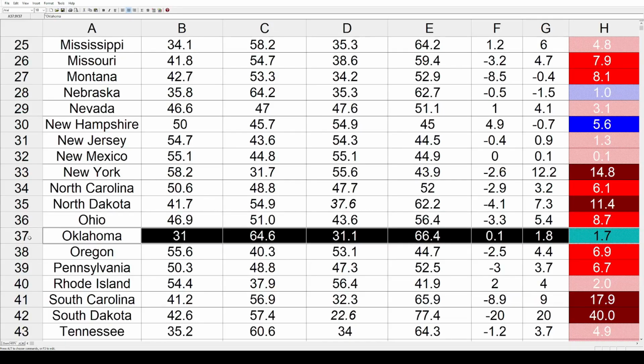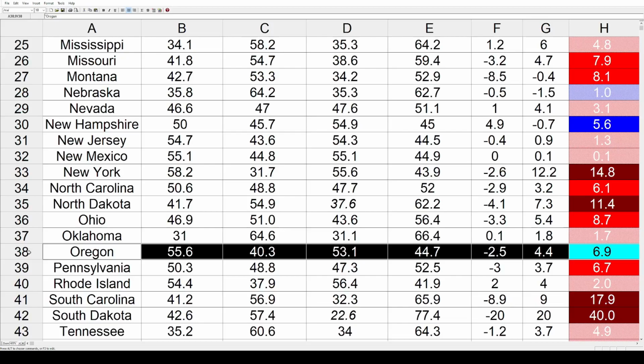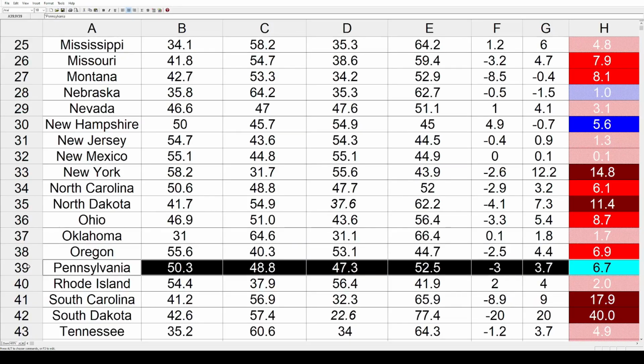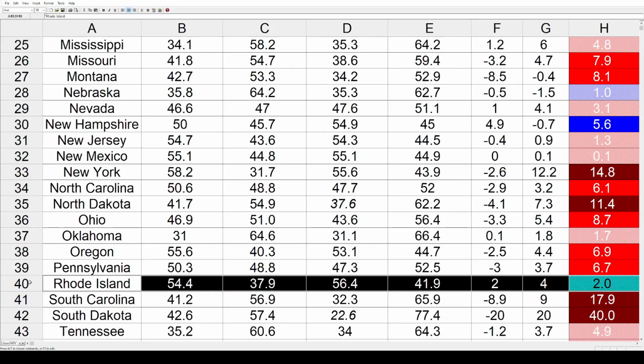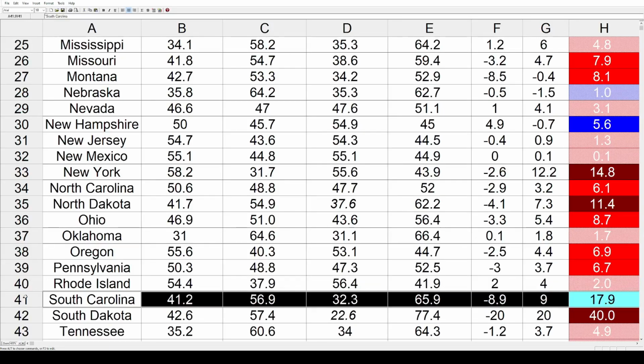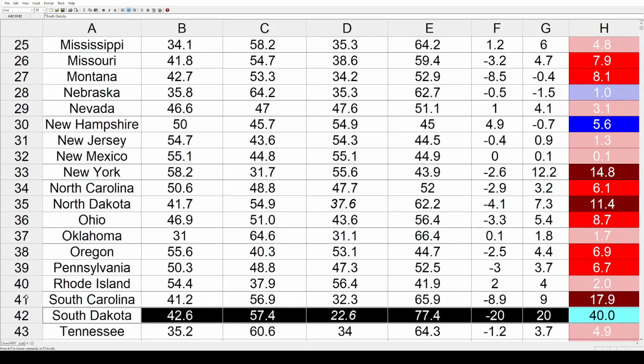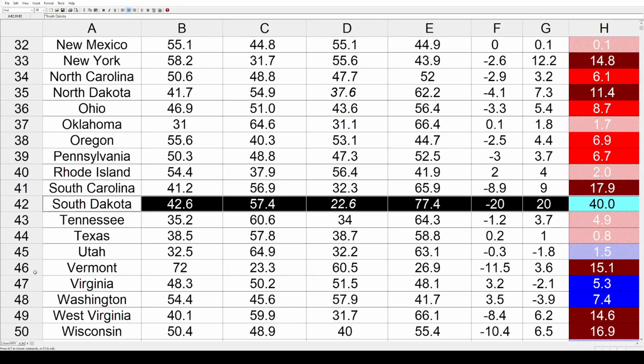Oklahoma, 1.7% toward the GOP. Oregon also got redder by 6.9%. So did Pennsylvania by 6.7%, and also Rhode Island by 2%. South Carolina had a very healthy shift toward the Republicans by 17.9%. South Dakota had the biggest shift toward the Republicans by an even 40%.